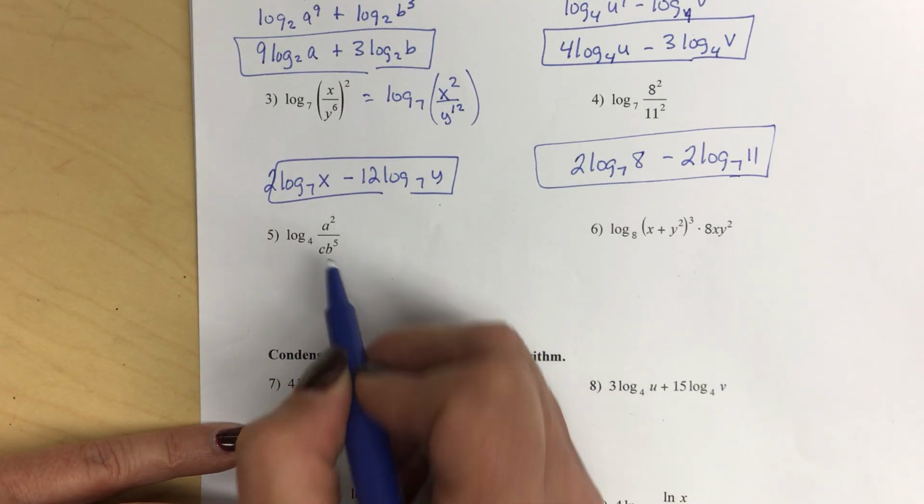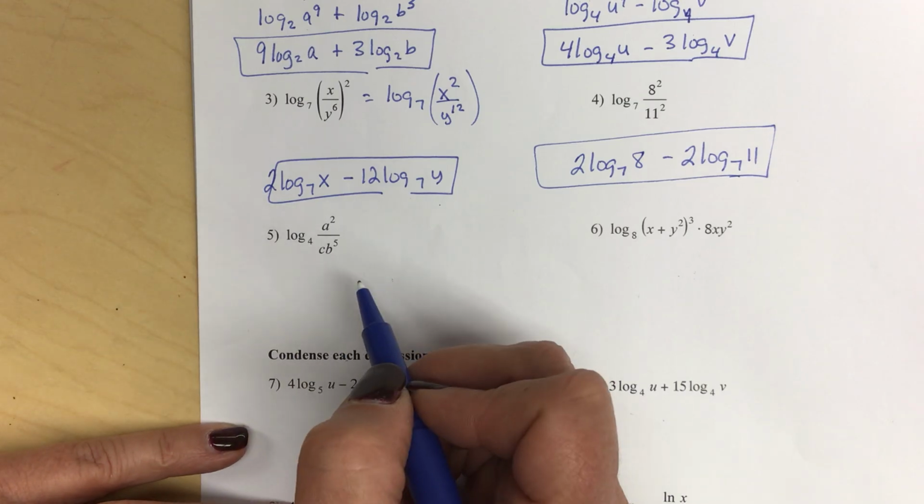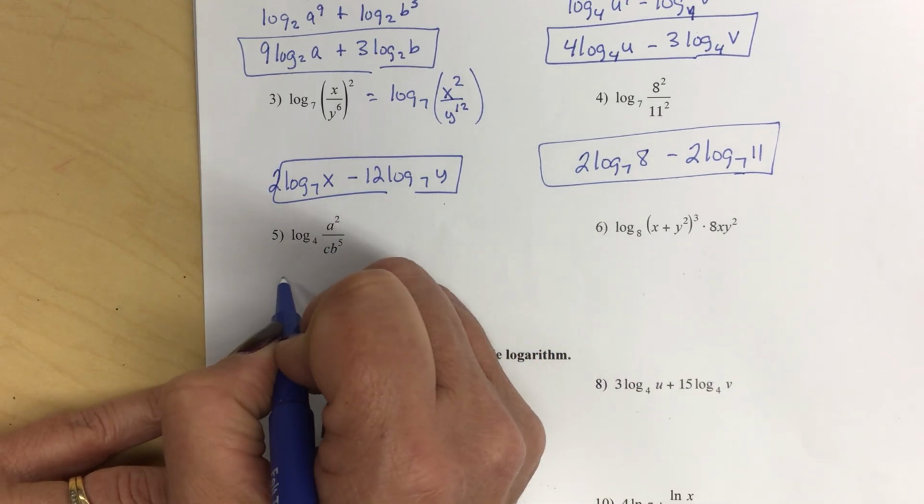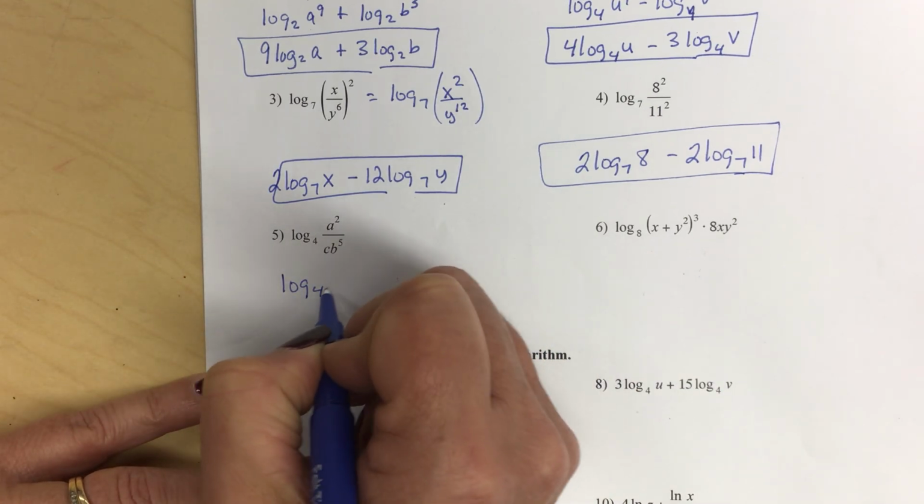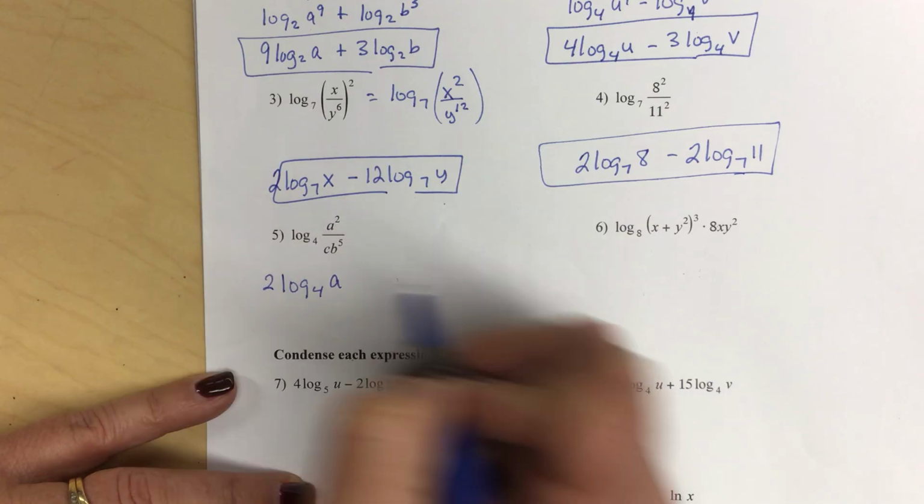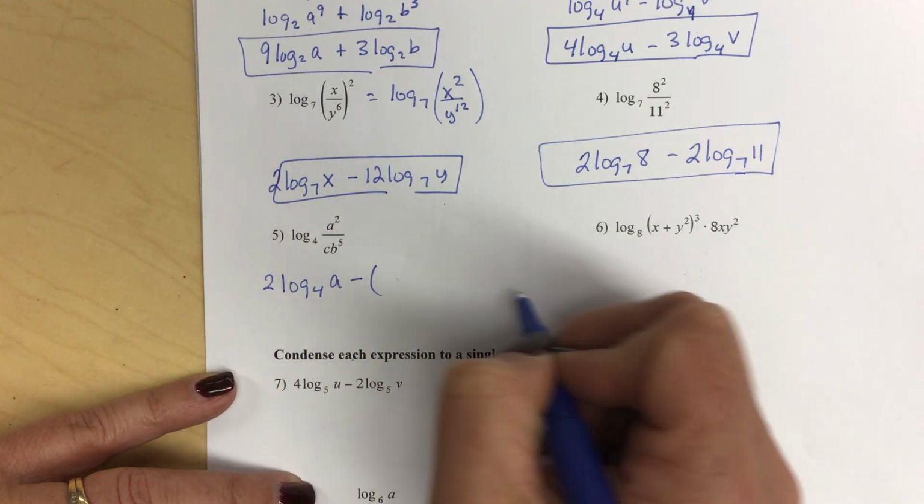This one you have 2 different letters on the bottom. So there's 2 ways you can write this out, but you have to make sure you do it one of those 2 ways. So this is log base 4 of a squared. So I'm going to put the 2 out in front. And then it's minus the whole thing.